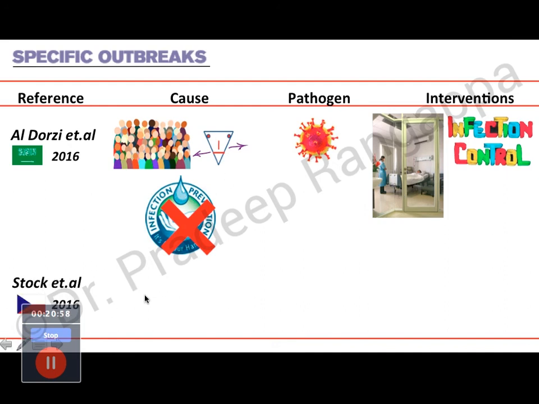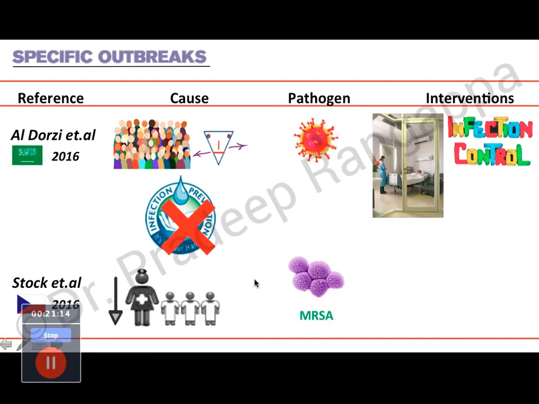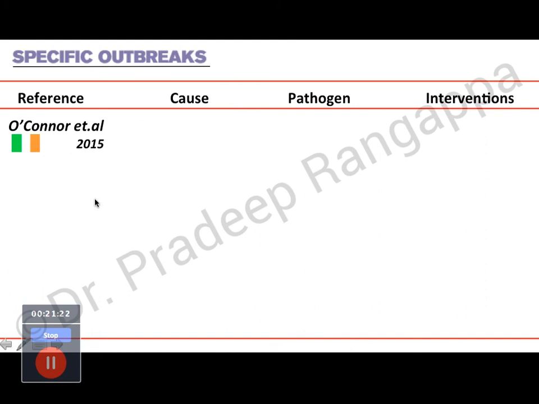Stock et al. This was a Czechoslovakian study that came in 2016. The cause for the outbreak was reduced nurse-patient ratio. As you know, that can be an important reason even within our India to cause these outbreaks. The pathogen that was involved was MRSA because of reduced nurse-patient ratio. The interventions, they didn't report interventions in their study. So this was an Irish study by O'Connor et al.